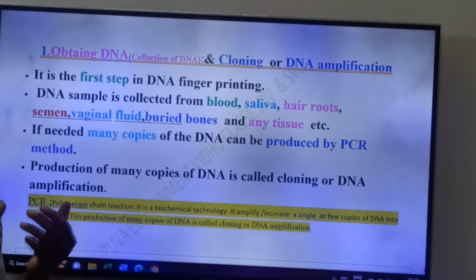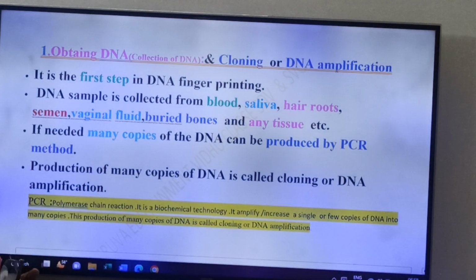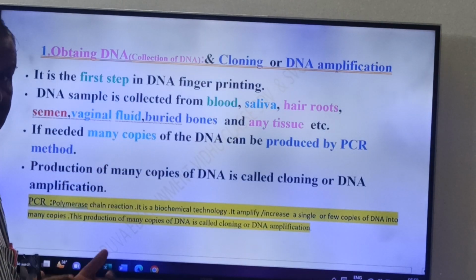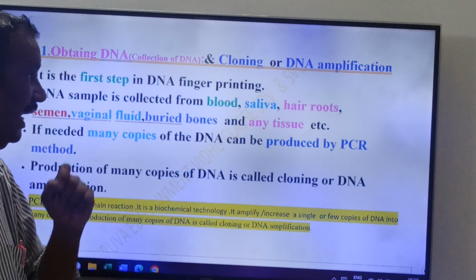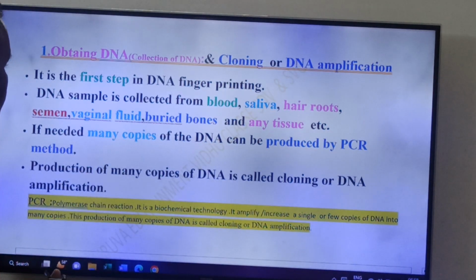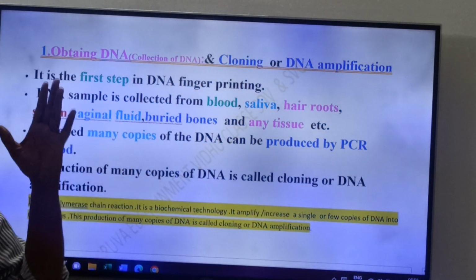First you have to collect the DNA, friends. Collect the DNA, obtain the DNA. It is the first step in DNA fingerprinting. A DNA sample is collected from blood, saliva, hair roots, friends, not hair. Hair roots, semen, vaginal fluid, buried bones and any tissue, etc.